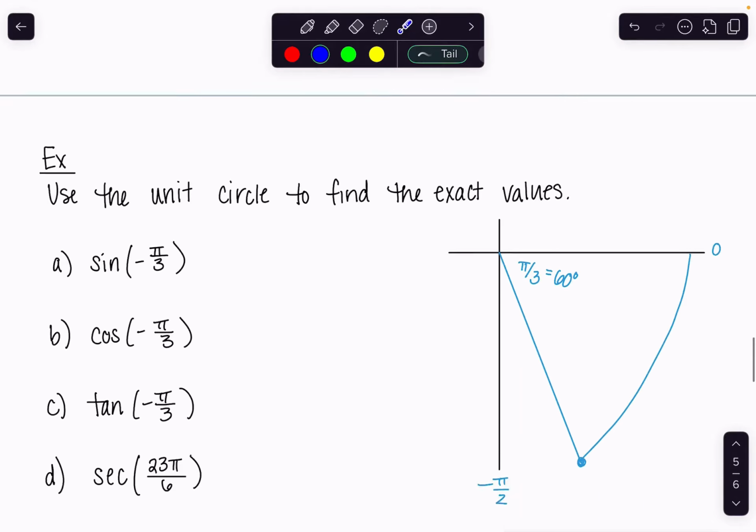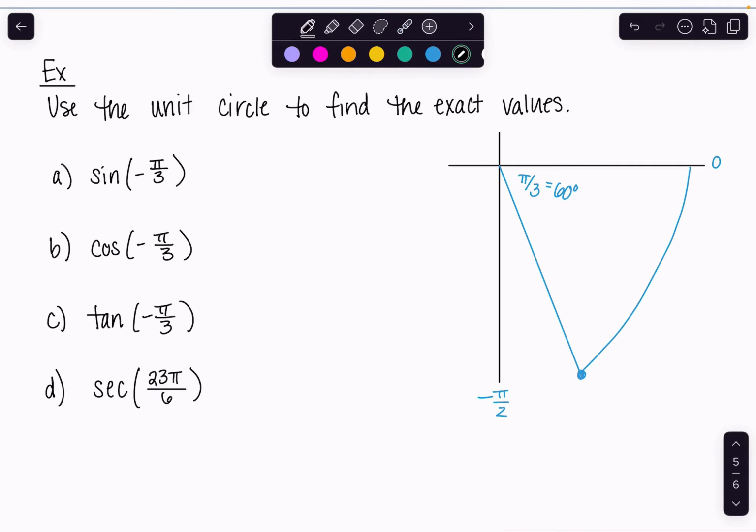But again, just utilizing that reference angle, my first coordinate on the unit circle is cosine of that angle. Cosine of 60 degrees is a half, and I'm in quadrant 4, so my x is going to be positive. Sine of 60 degrees is root 3 over 2, and I'm in quadrant 4, so that is negative. So now to evaluate sine of negative pi over 3, it's just the y-coordinate, which is negative root 3 over 2. Cosine of negative pi over 3 is the x-coordinate, which is a half.